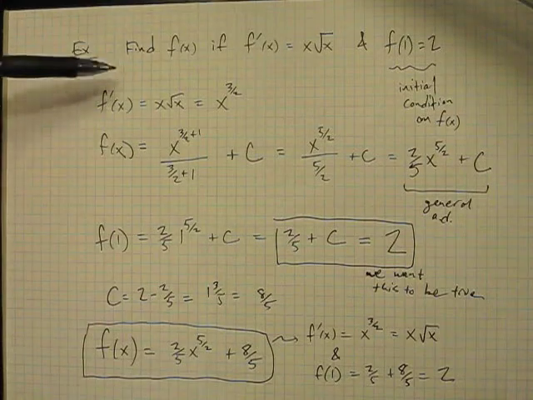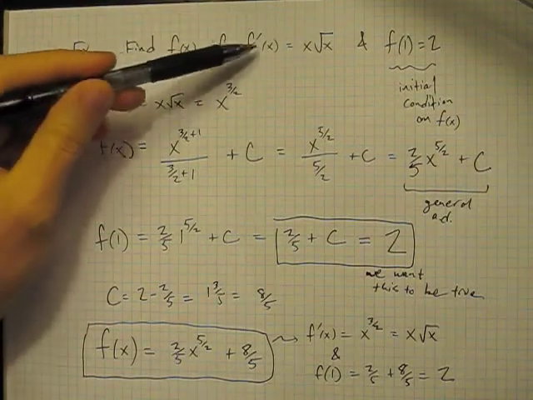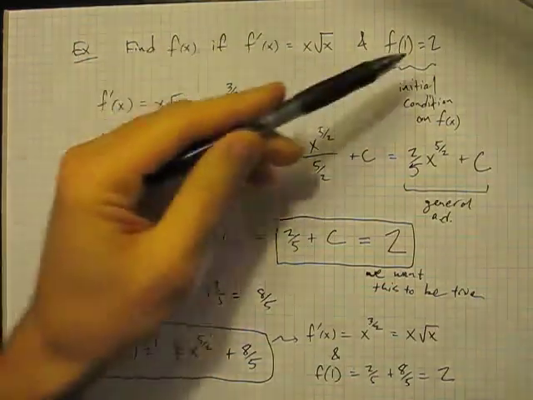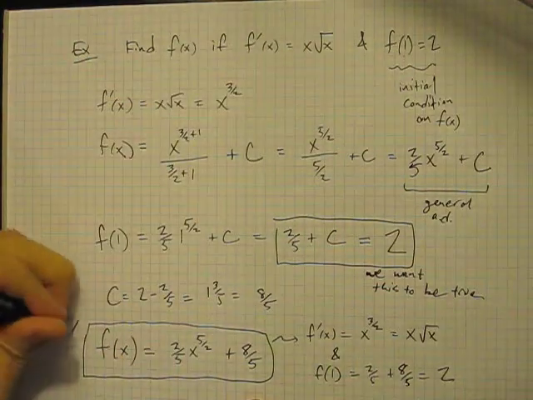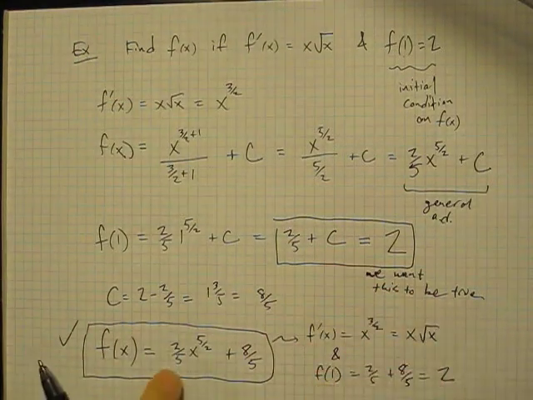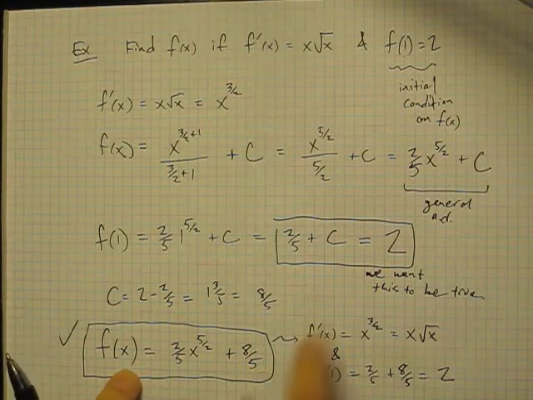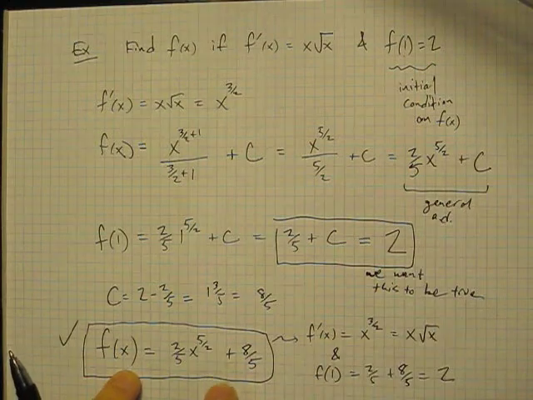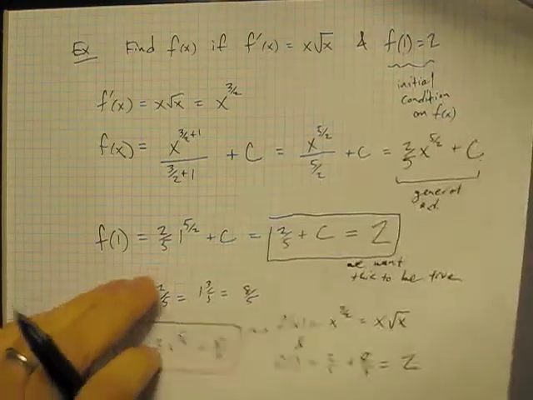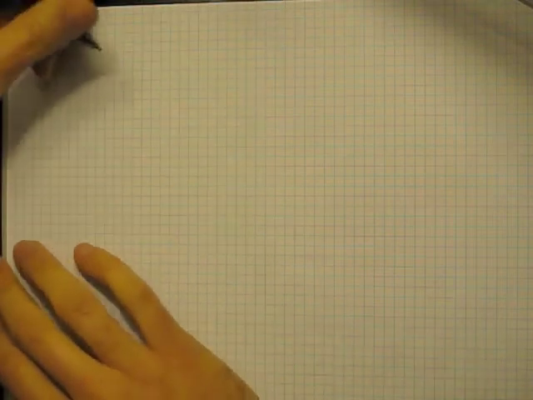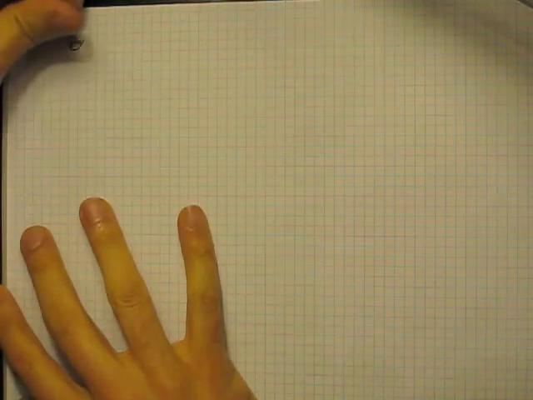So this was the task. Find a function whose derivative was that, and who, when we plug 1 into that function, we get 2. Okay, so this is the function that does it. Okay, this is finding a specific antiderivative. This isn't the general antiderivative anymore. This is a specific example of an antiderivative. All right, let's try to do this with another example.